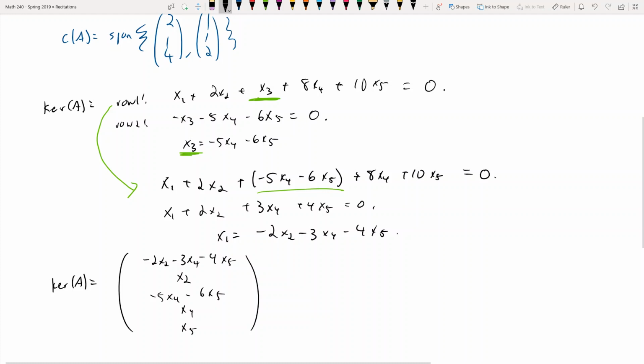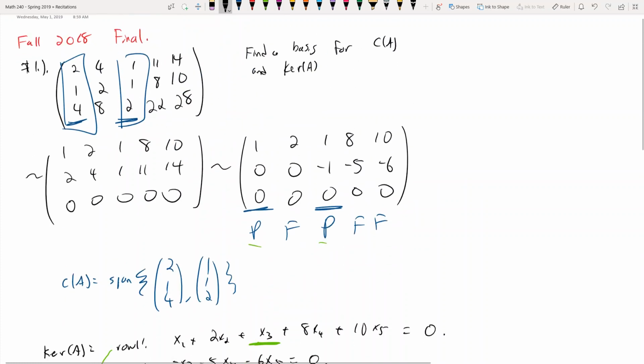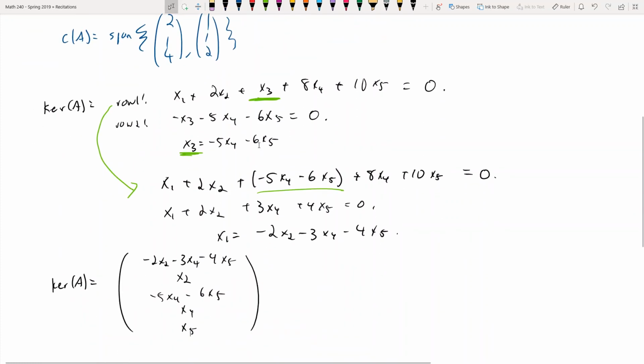Okay, so how do we find a basis for this? We'll look at each one of the free variables. Before we jump to that, how many vectors do I need in my kernel? Three, by the rank nullity theorem. There are 5 columns, and I have 2 columns in the column space, so I need 3 vectors in my kernel. Luckily, there are 3 free variables.